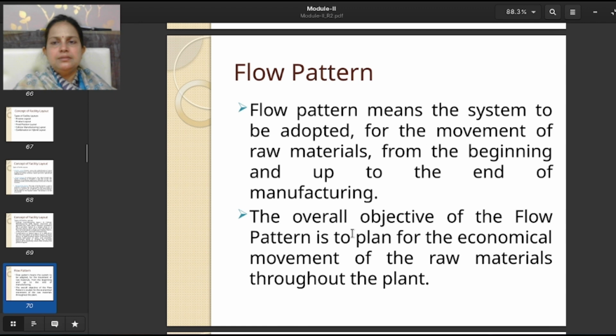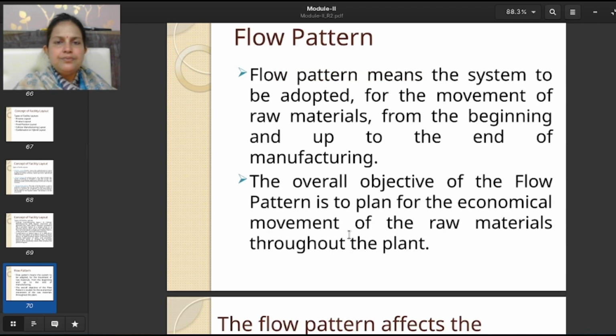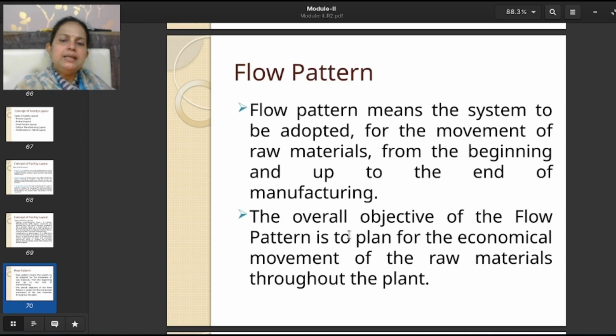What is flow pattern? If you know what is flow, flow of the materials, flow of the tools, flow of the product we are going to manufacture throughout the industry or the organization is called flow pattern. Flow pattern means the system to be adopted for the movement of raw materials from the beginning till the end of the manufacturing.